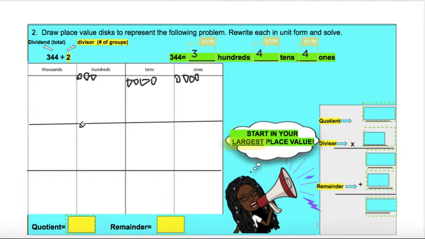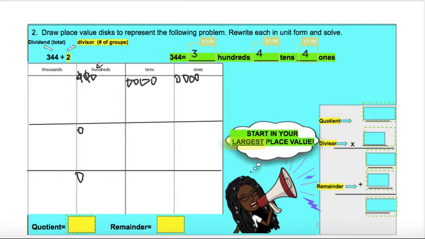We're just going to go ahead and distribute our discs. We have 3 hundreds. So I'm going to put my first disc in my first group. My second disc in my second group, but hold up. Wait a minute. I have 100 left. If I put that 100 in my first group, are my groups equal? No, they are not equal. So what would I do with this extra 100?